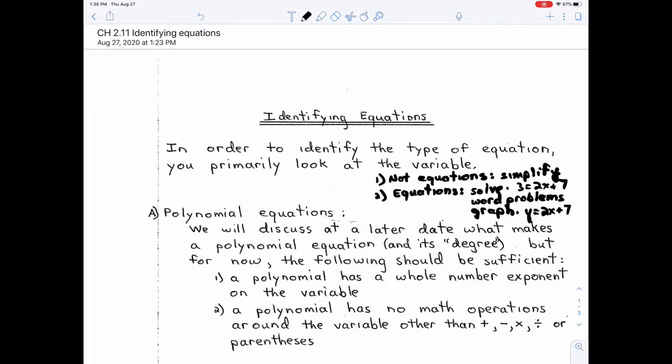Now, could I take the equation y equals 2x plus 7 and solve it for x? Sure, I could. So yes, it does depend on what the instructions are. I could ask you to do other things like find the x-intercept, find the y-intercept, fine. But generally, that's what we're going to be doing this year. We're going to simplify things, we're going to solve things, we're going to apply it on a word problem, and then we're going to graph it.